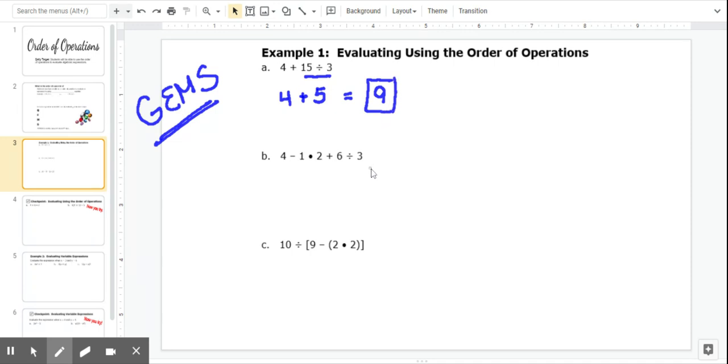Let's do a more complicated problem. Problem B. So again, working through GEMS. G stands for grouping symbols. There are no grouping symbols inside this problem. E stands for exponents. There are also no exponents in this problem. M stands for multiply or divide. So start at the left, and the first thing I see here is this 1 times 2. 1 times 2 just gives me 2. Drop down everything that you did not underline.